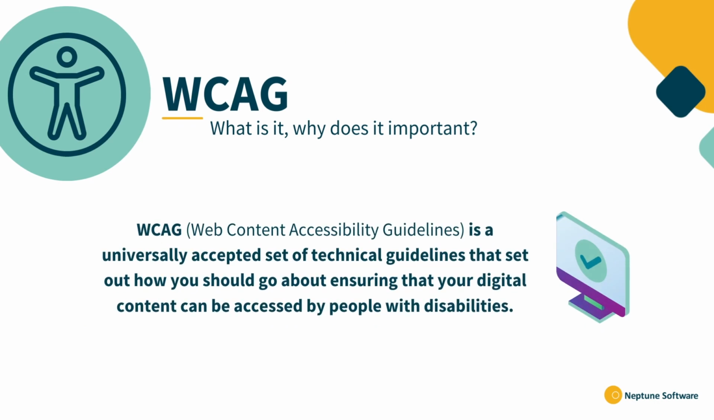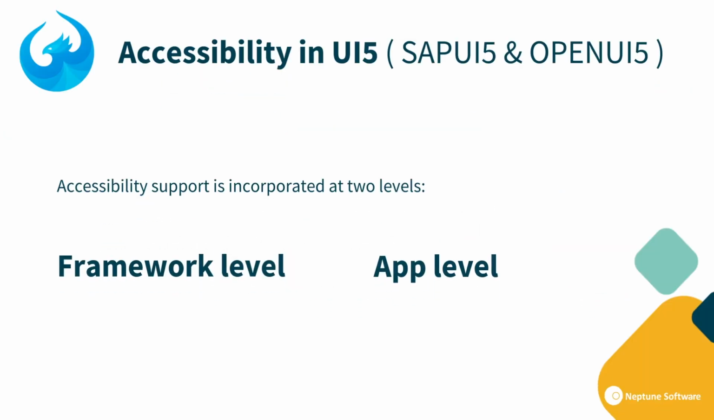Website accessibility means that everyone can comfortably navigate and use a website and its digital properties. Accessibility is the possibility for everyone, including and especially people with disabilities, to access and use information and computing technology. In a nutshell, WCAG, which stands for Web Content Accessibility Guidelines, is a universally accepted set of technical guidelines that set out how you should go about ensuring that your digital content can be accessed by people with disabilities.